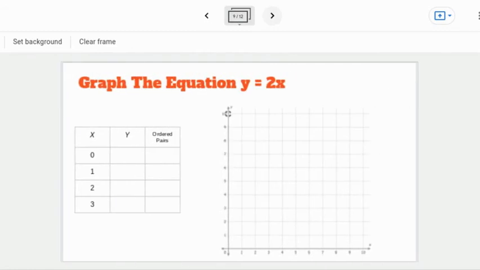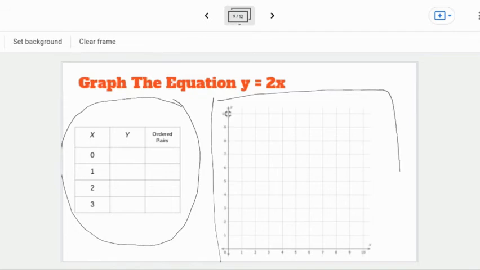All right, this one, I want you to pause, create your table on your whiteboard, get everything filled out, get your ordered pairs. Then I want you to graph it on your piece of paper. When everybody is done, press play and we'll go over it.